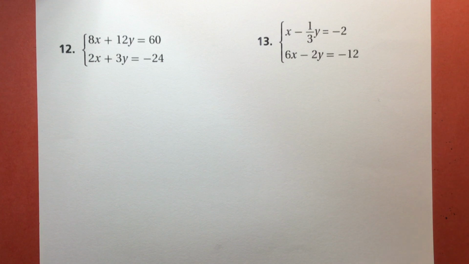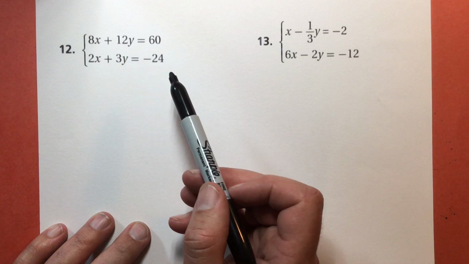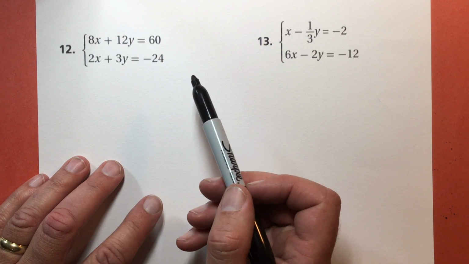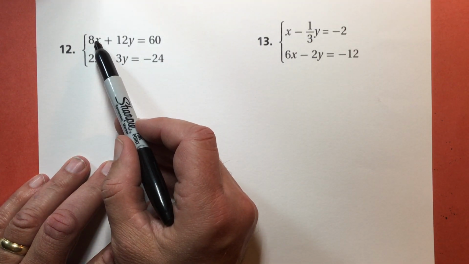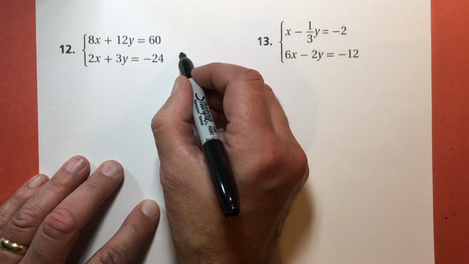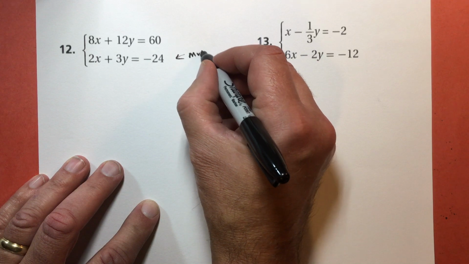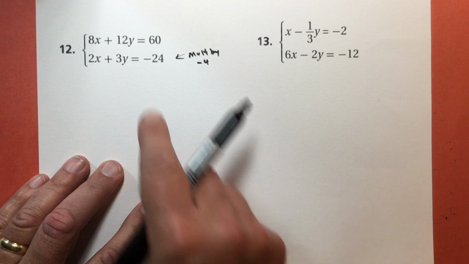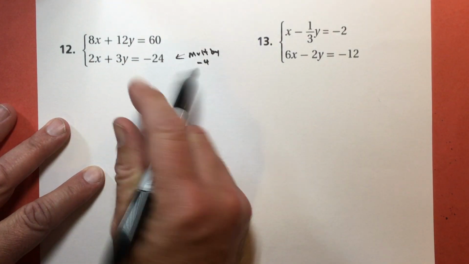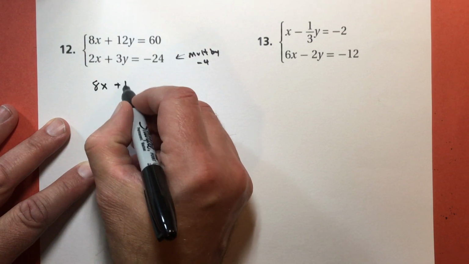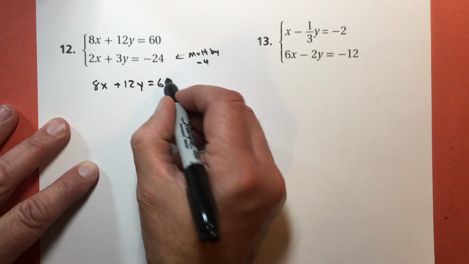All right. For problem number 12, I think I can do either thing. It looks, well, let's look at this. I might not even need to do a lot of work. I'll show it anyway, but look what's going to happen. Here's 8x. What do I add to 8x that's going to equal 0? -8. So what I have to do, I'm going to multiply this by -4. But if I look at my y's, I'm also going to get -12 here. So I get 8x plus 12y equals 60.